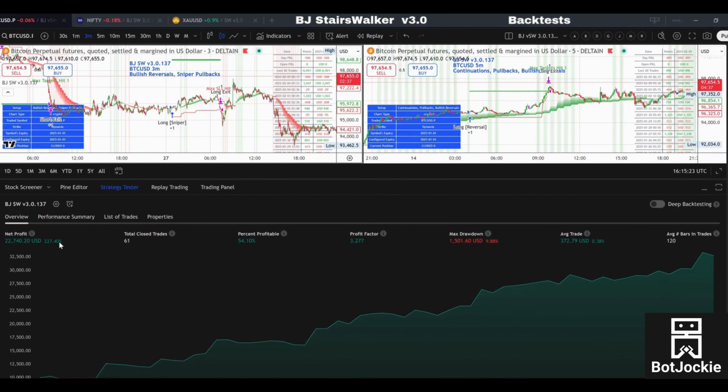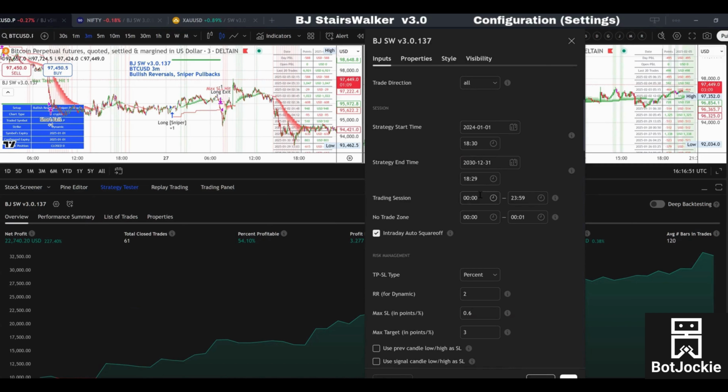Now, in terms of other settings, you also have to set up your trading session times. So between what and what time you want to trade your instrument. In this case, it's Bitcoin, so it's 24/7. That's why we have an almost full day as a trading session.